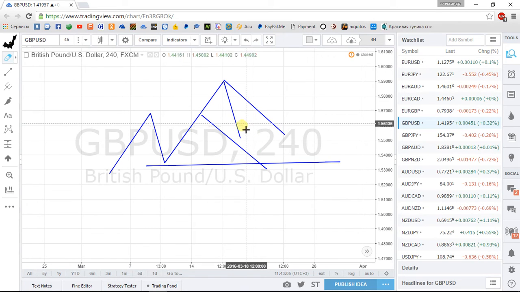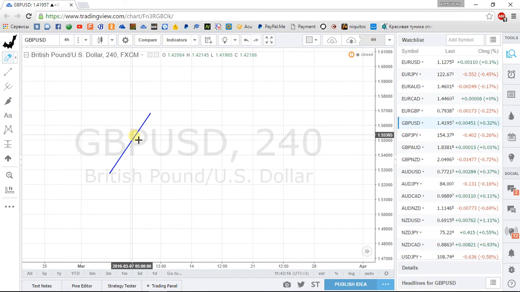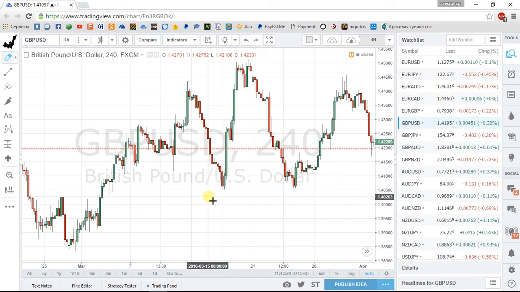So these are the basics of price action reading, depending on what relationships between the swings we have, how swings are situated relative to one another. So okay, let's go to our charts and analyze it.